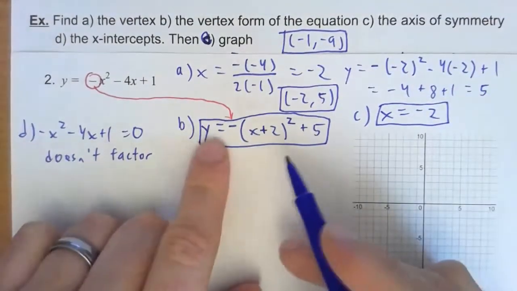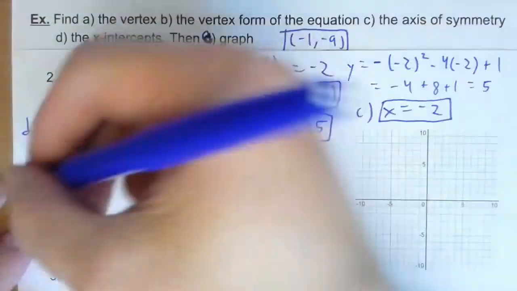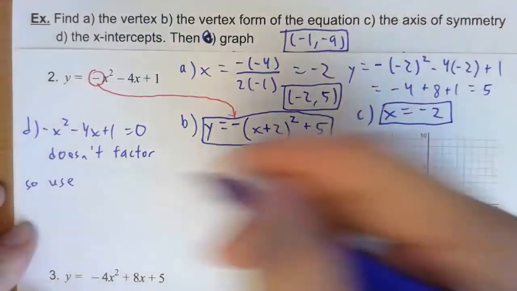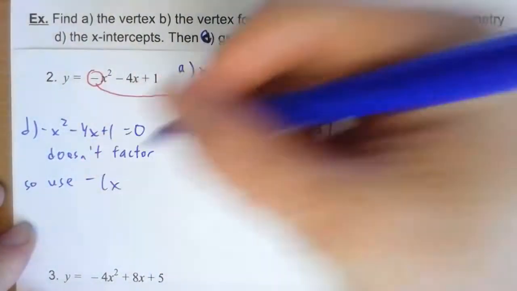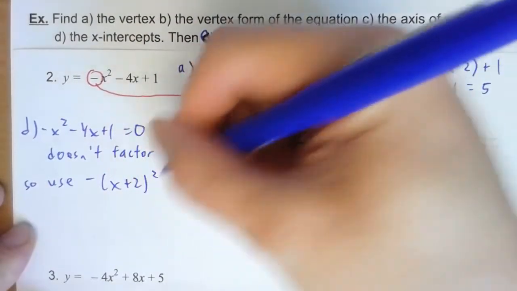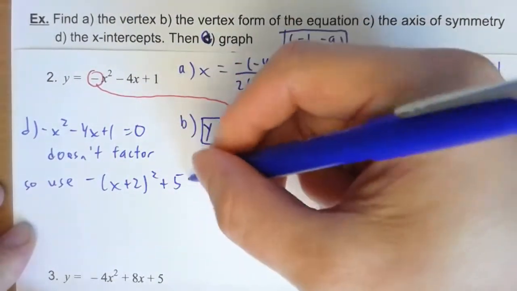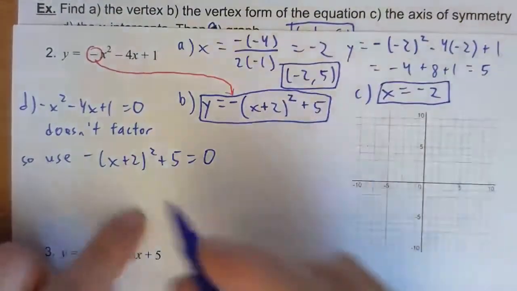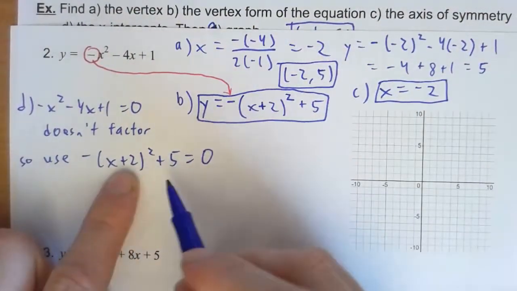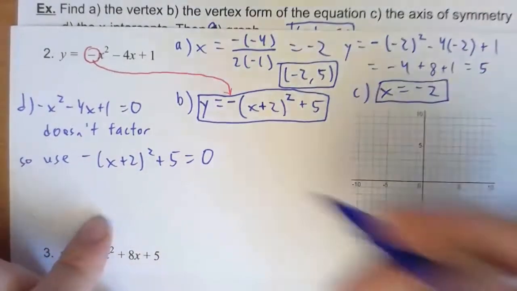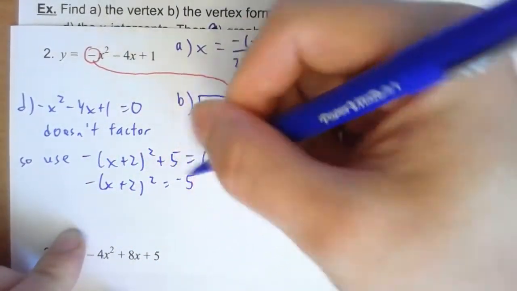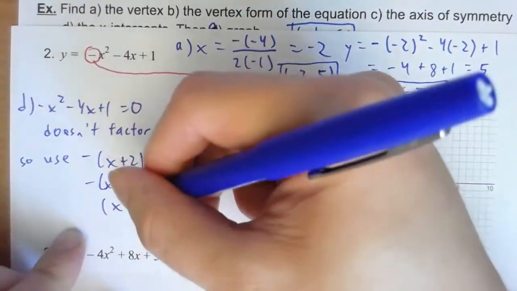And then if I use this equation, I can find my x-intercepts a lot more easily. Let's use this. Let's say negative (x plus 2) squared plus 5 equals 0. Well, now I can just subtract the 5, isolate things here. Negative (x plus 2) squared is negative 5, divide by the negative.